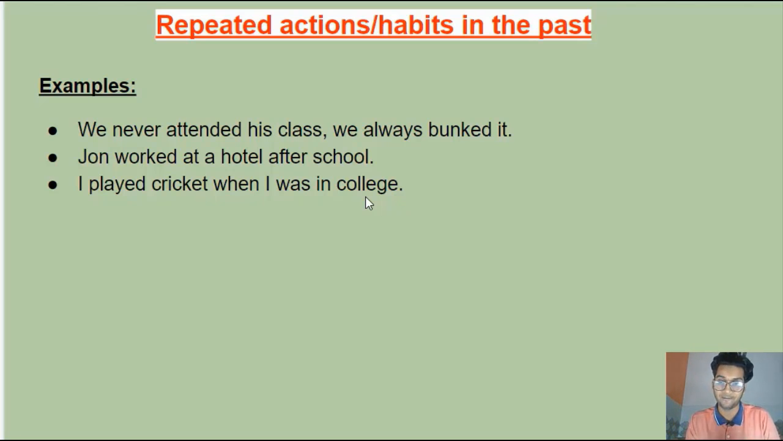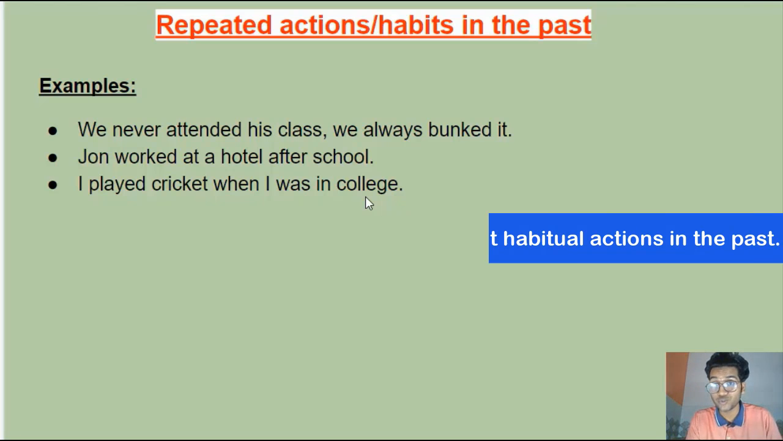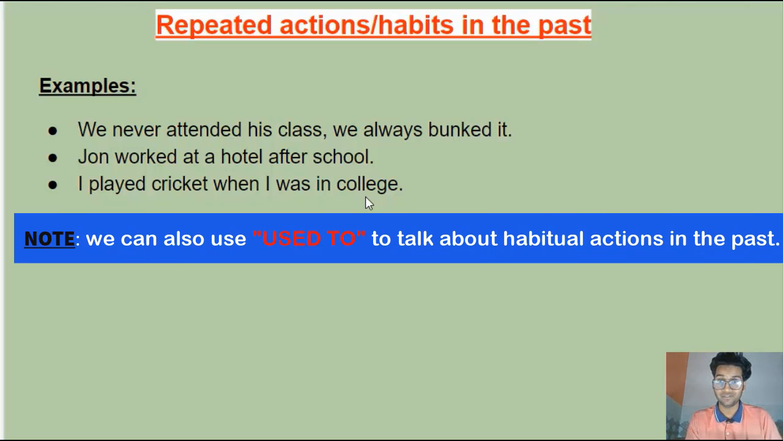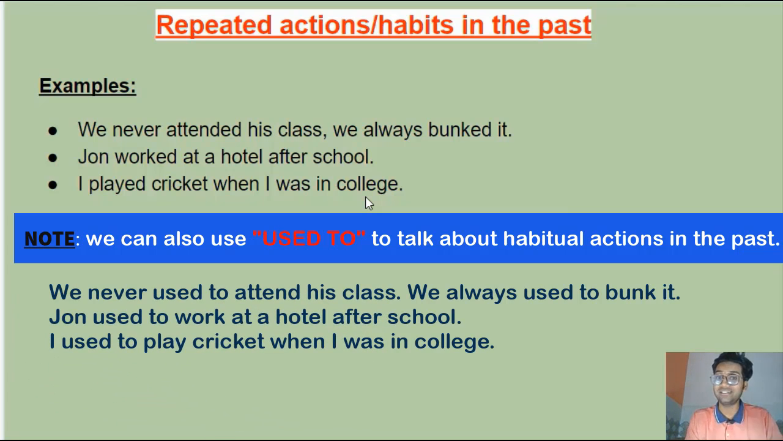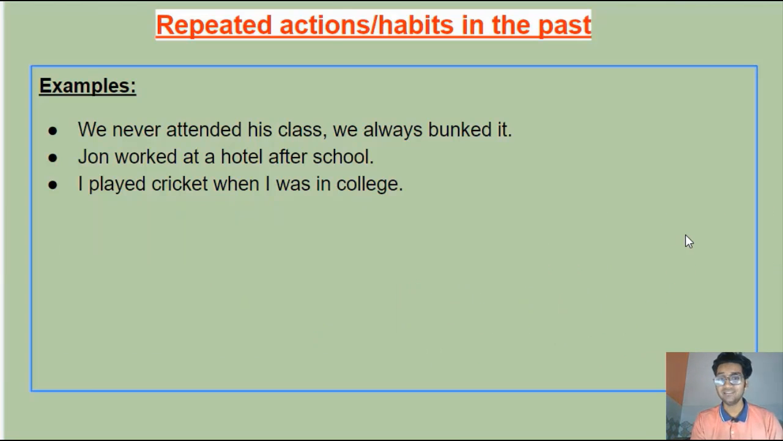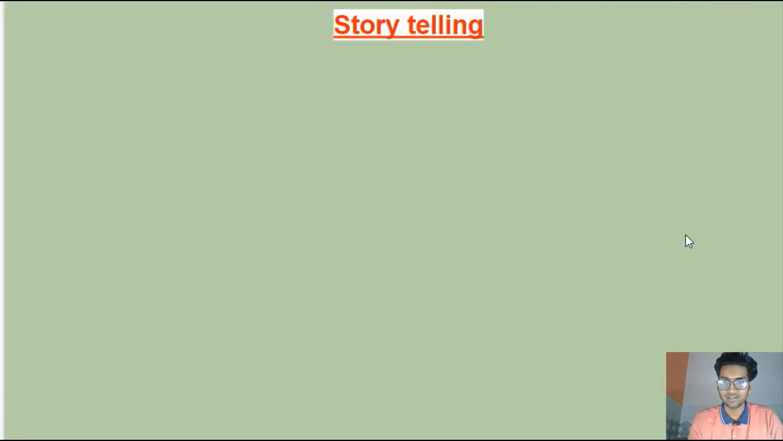I played cricket, right? You can also use "used to" and talk about the habits or the things you used to do in the past. We never used to attend his class, we used to bunk it, or we always bunked it. John used to work at a hotel after school. I used to play cricket when I was in college. You can also do that. Okay, that's the second way to use simple past.